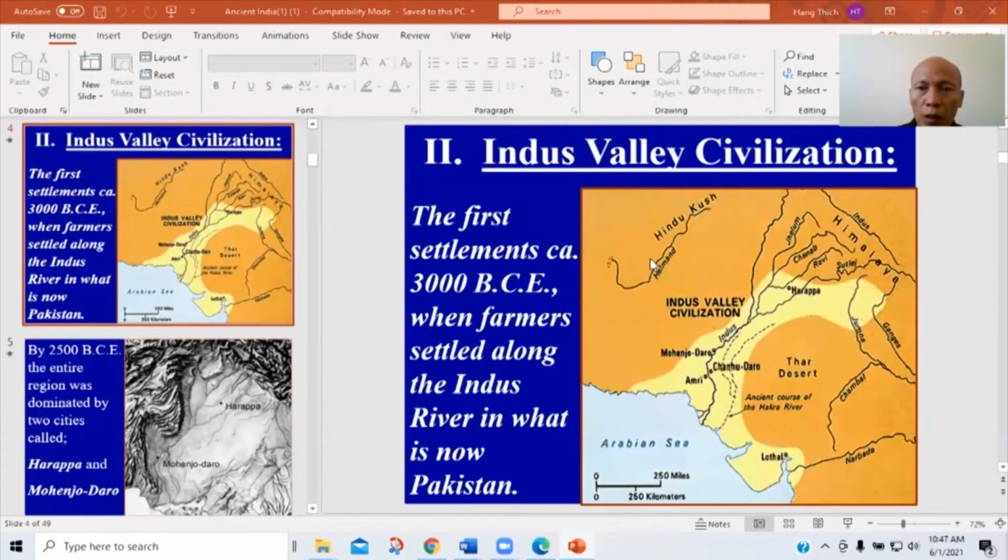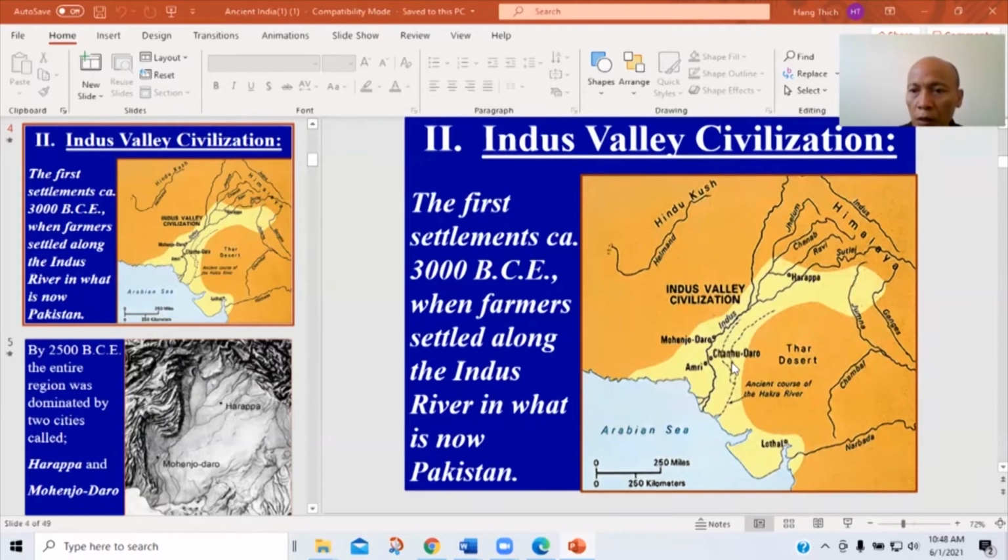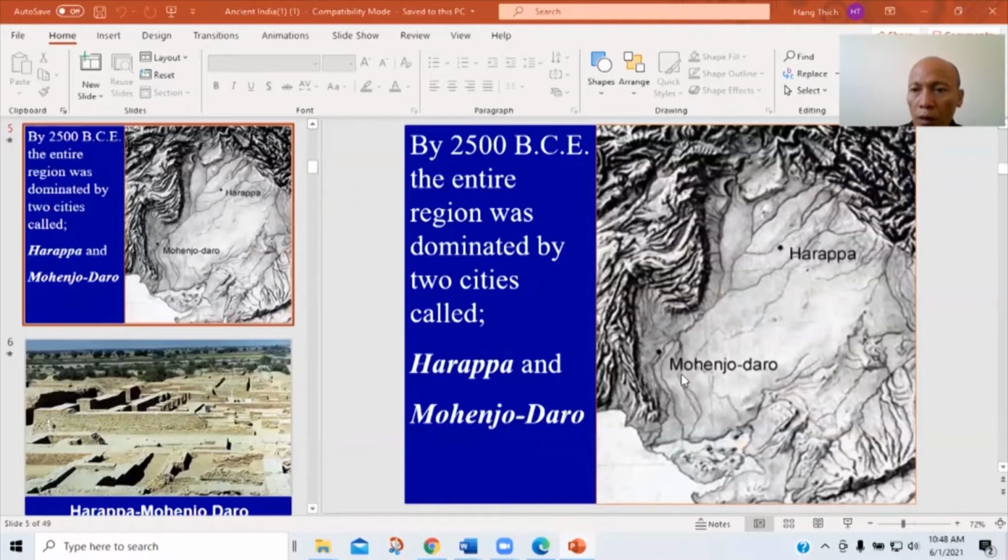And here you can see. At first, it starts with the Indus Valley civilization, the first settlement in 3000 BCE. When the farmers sailed out along the Indus Valley rivers, right here, they developed the two large cities of the Indus civilization, Harappa and Mohenjo. You can see these two main cities along the Indus River that drains what we call the Indus Valley civilization. Okay, here are Harappa and Mohenjo.